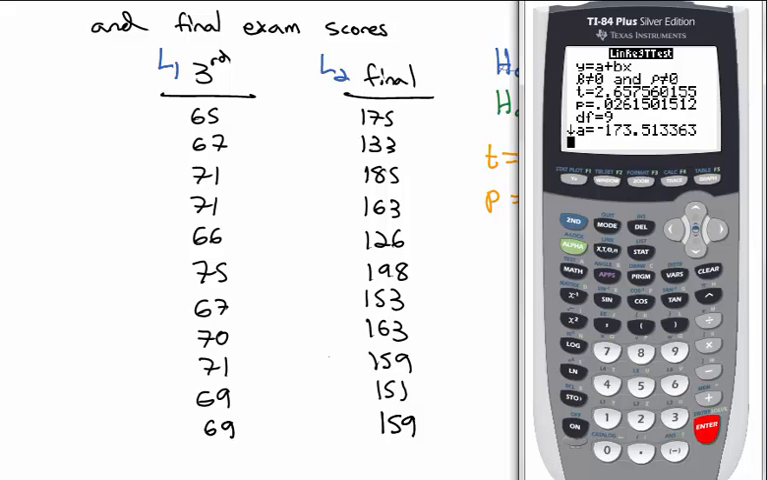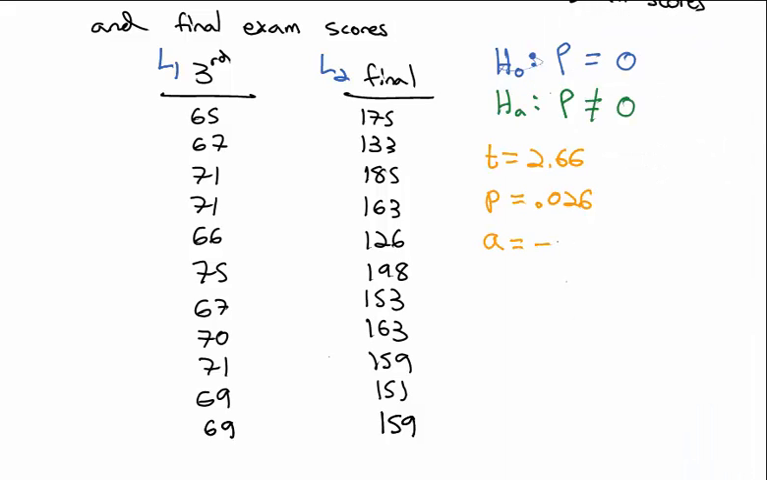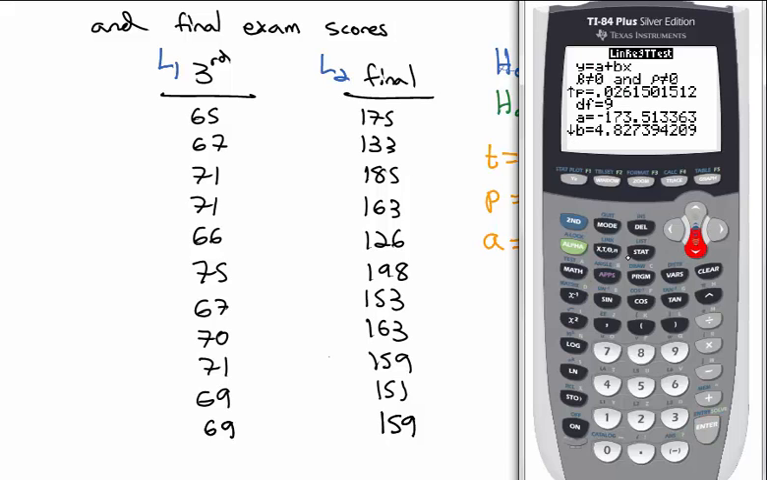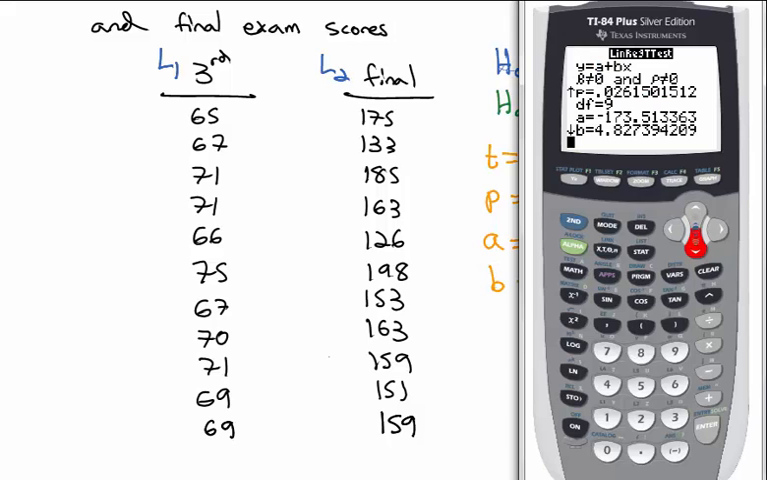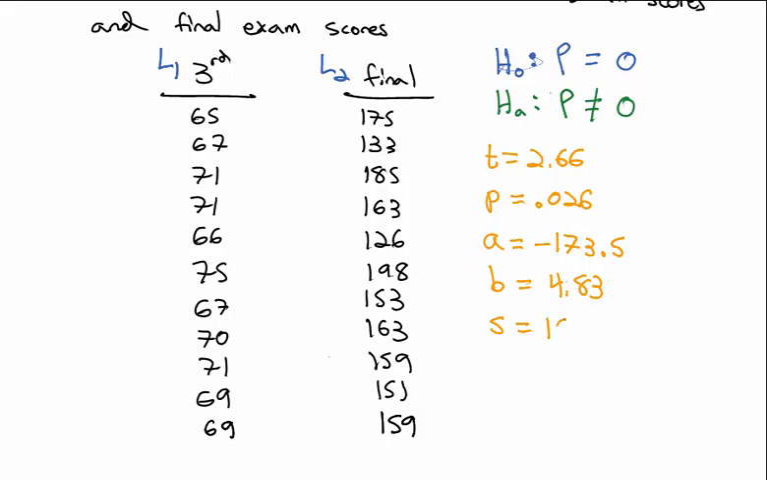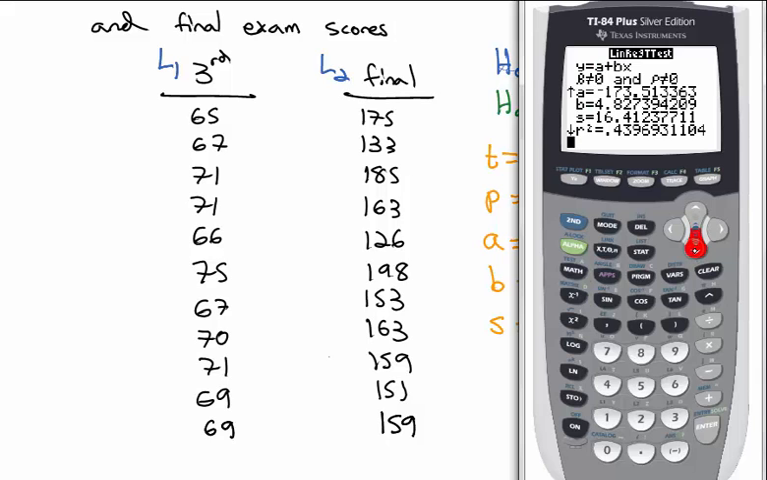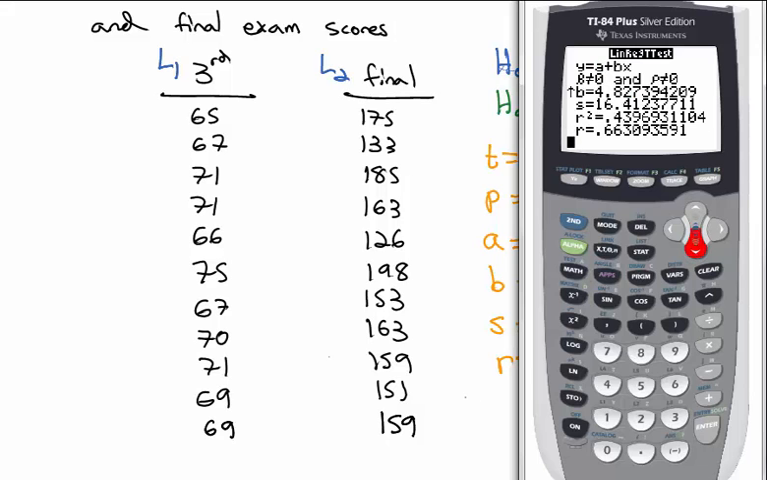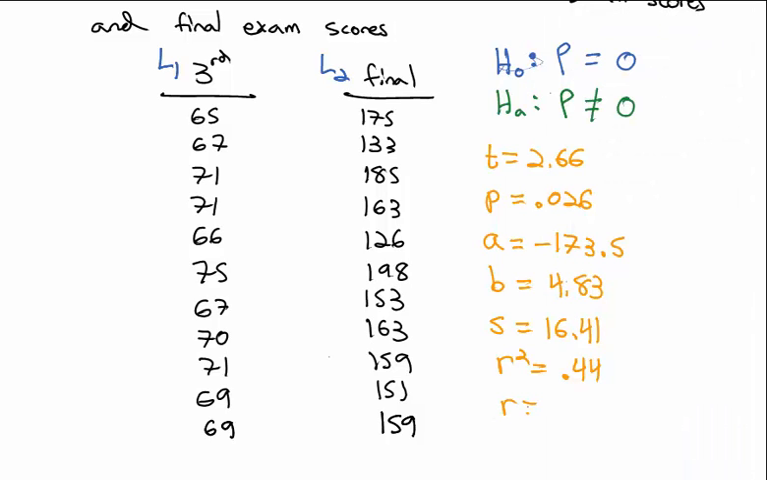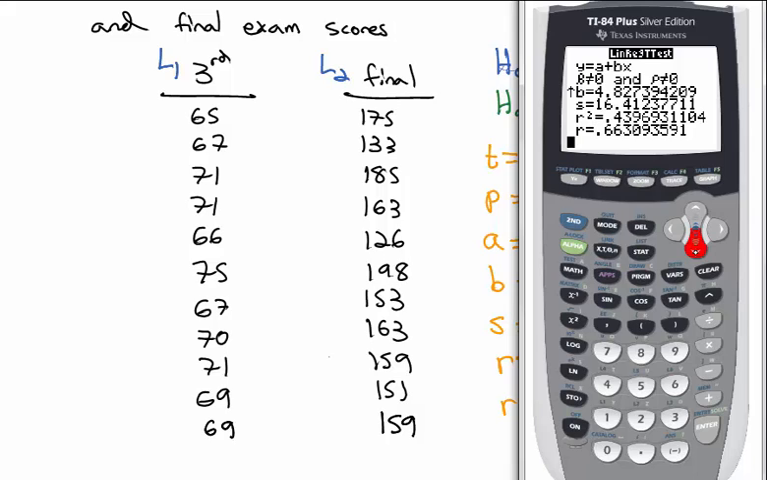A is negative 173.5. Scroll down. B is 4.83. Scroll down. S, the standard deviation, is 16.41. R squared is 0.439, round that to 2 decimals, 0.44. Still scrolling down, R is 0.66. And I think that's it.